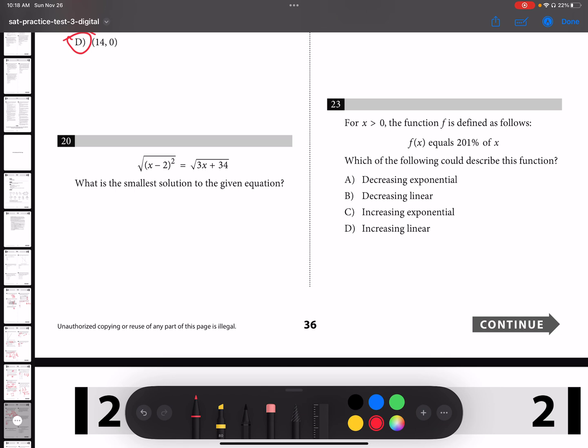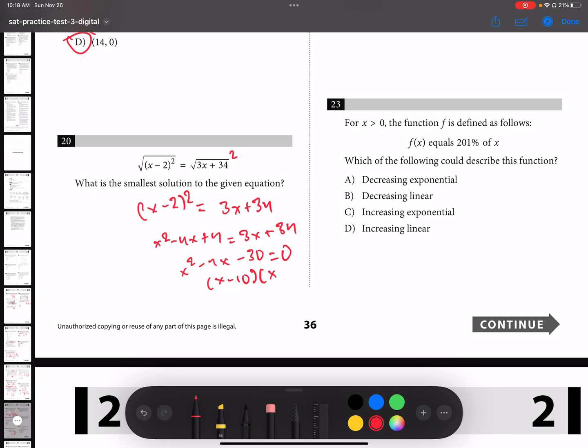Okay, 20. What is the smallest solution to the given equation? So here, what I'm going to do is square both sides. We're going to get x minus 2 squared is equal to 3x plus 34, because we can square this side. And now I'll be left with x squared minus 4x plus 4 is equal to 3x plus 34. We can simplify this to x squared minus 7x minus 30 is equal to 0. And then we'd be left with x minus 10 and x plus 3 is equal to 0. So that means x is equal to 10 and x is equal to negative 3. So the smallest solution we get out of this is negative 3.